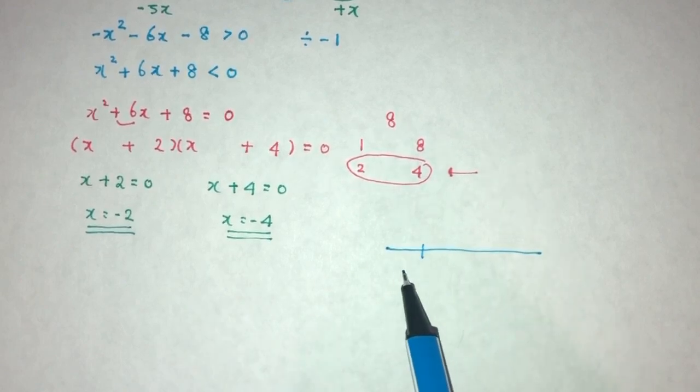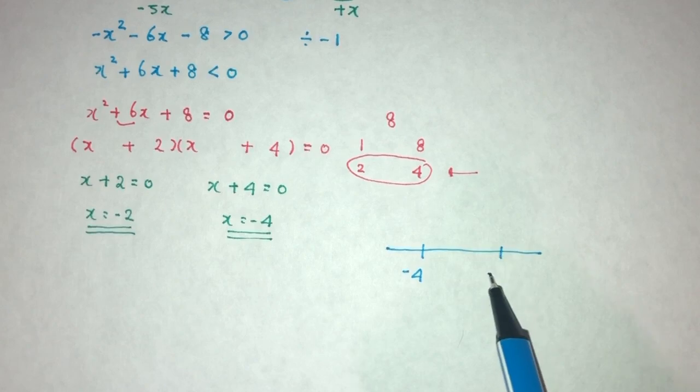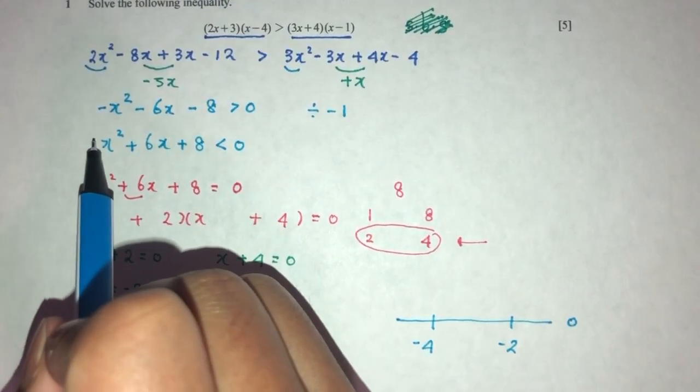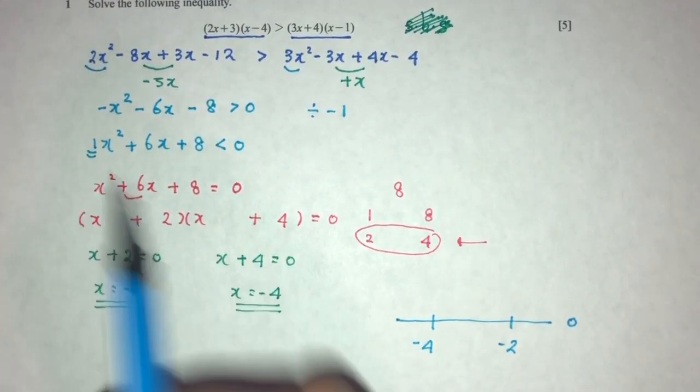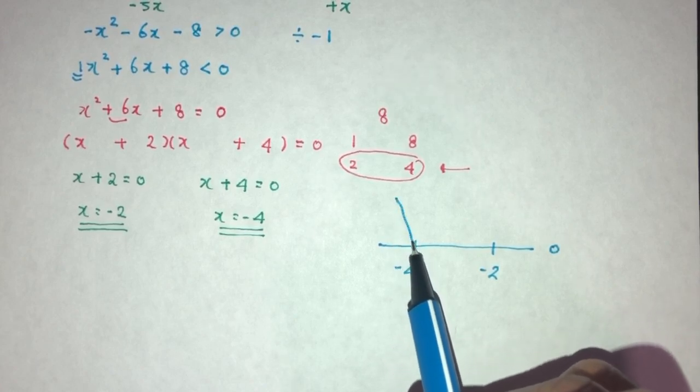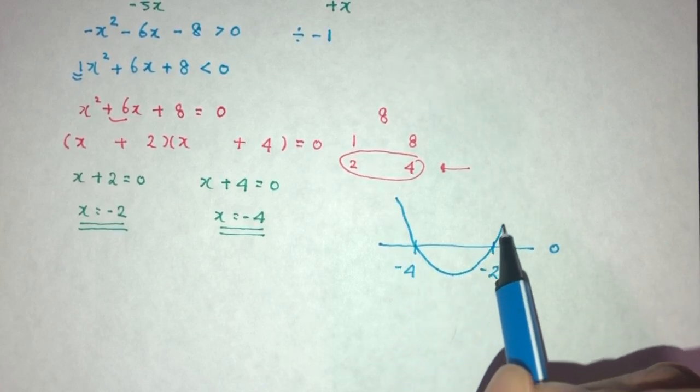This is minus 4 over here, right? And then minus 2, because minus 4 happens before minus 2. This is 0 here. Now, because the coefficient of x squared is 1, it is positive. We understand the shape of the curve is a minimum curve. We'll have a shape something like this.